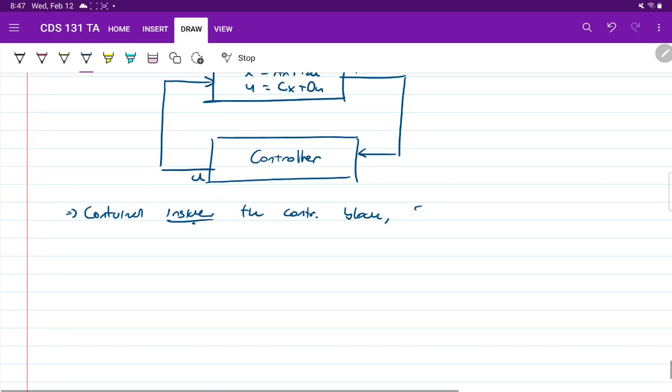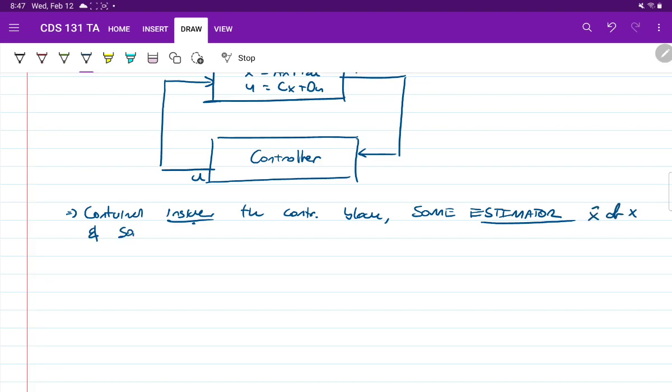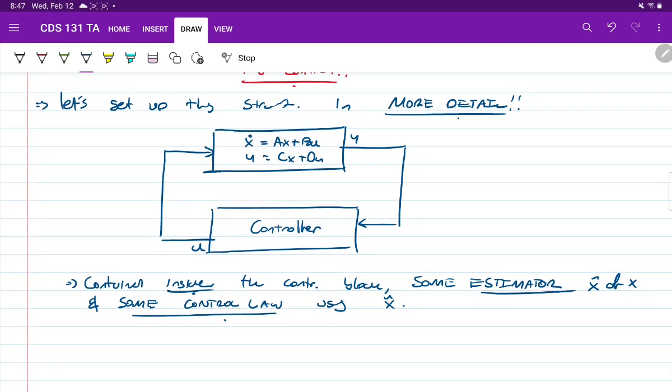we have some estimator, x hat of t, and some control law using this estimate x hat. Okay? And then, using this estimate, we pick this input u, and then we send that to our system. Then the system sends an output y, and this feedback loop continues, right? So how are we actually going to figure out what this control law should be? How do we actually design this estimator?